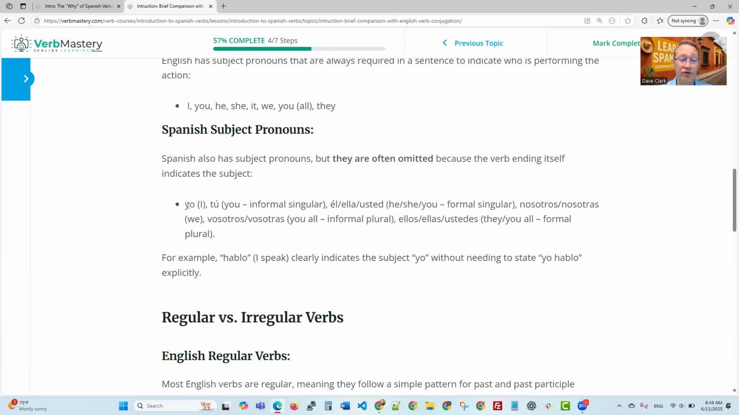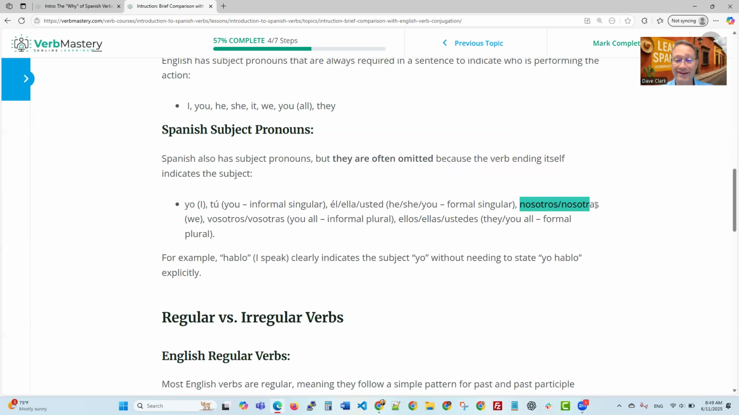So they are yo, I, tú, you on an informal basis, if you're on a first name basis with someone like Juan or Juana, él, ella, or usted, he, she, and you. Usted is the formal singular, that's if you're on a title basis with someone like Dr., Mr., or Mrs.